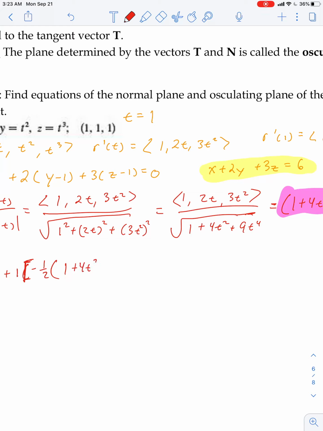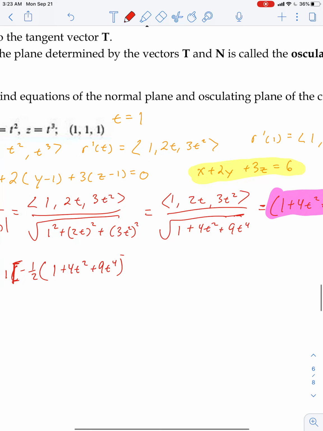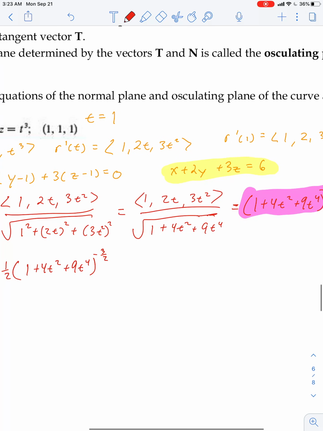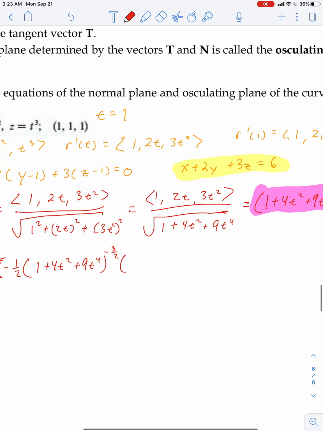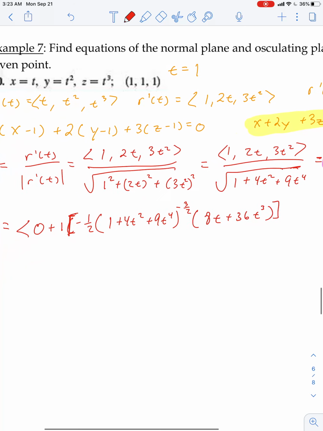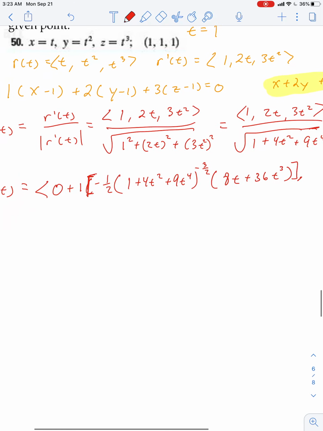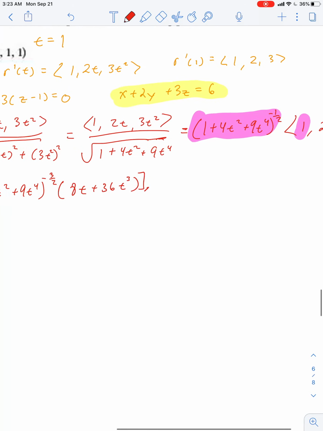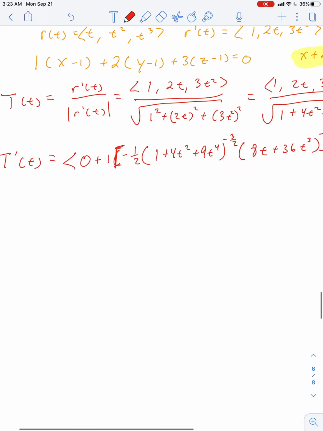I'll put this in a bigger bracket. Keep all the stuff on the inside, so (1 + 4t² + 9t⁴)^(-3/2) times the derivative of the inside, which is going to be 0 + 8t + 36t³. And that does it for the inside there. So that's going to be our first value.